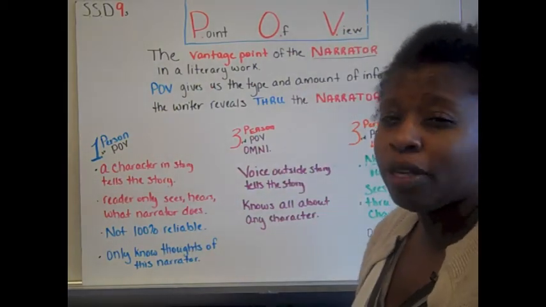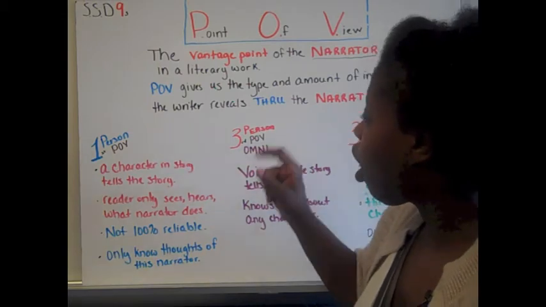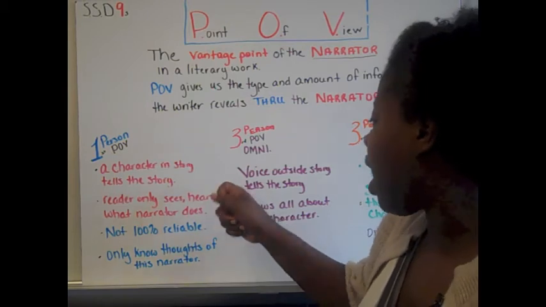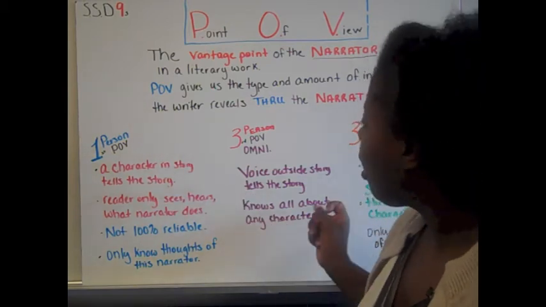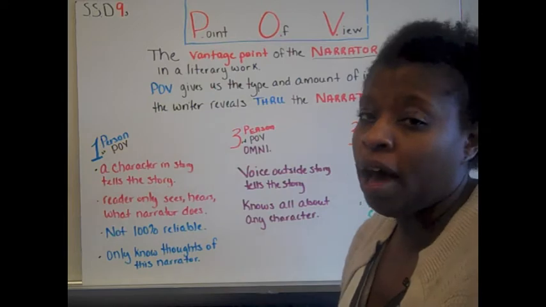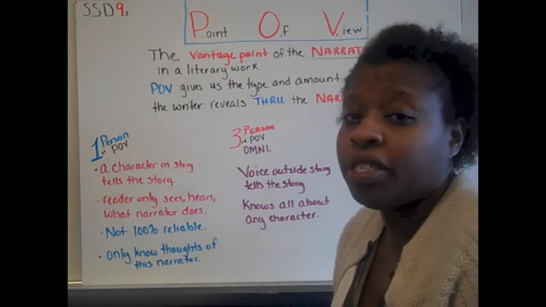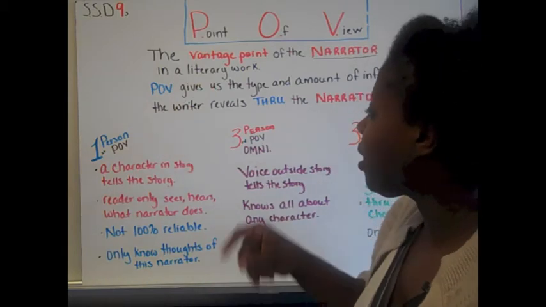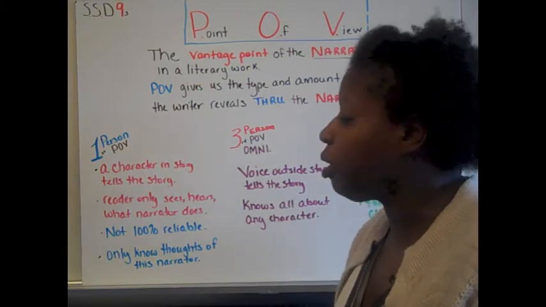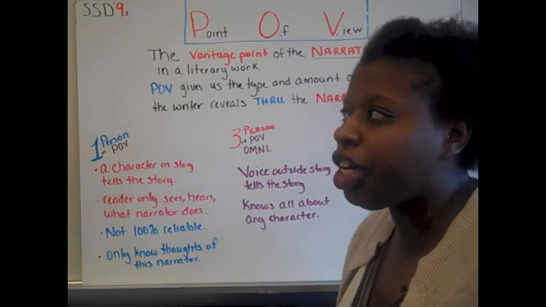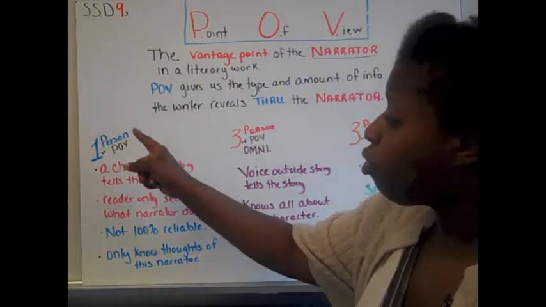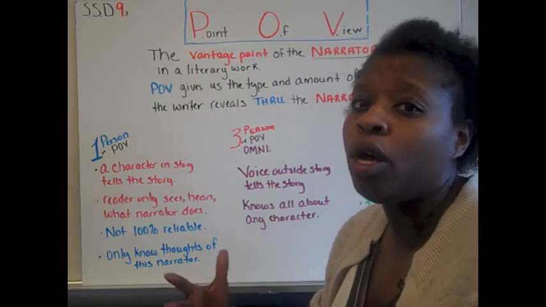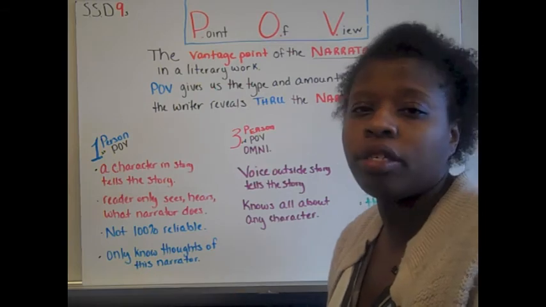The second type is more common. Third person omniscient. This is the voice outside the story telling the story. This narrator knows all about any character. What a character sees, hears, does, or thinks. They know it all. Now, typically in a third person omniscient, you're going to see pronouns like he, she, or they, as opposed to first person, where you'll see pronouns like I, me, my, we, our, us.